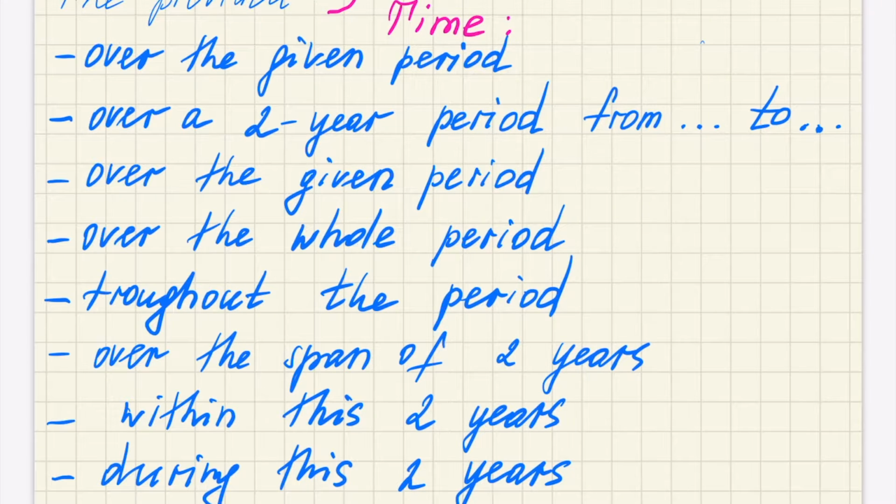So what kind of words related to time can you use? Over the period, the given period, over a 2-year period from, let's say, 1990 to 1992, over the given period, over the whole period, throughout the period, over the span of 2 years, within these 2 years, during these 2 years.